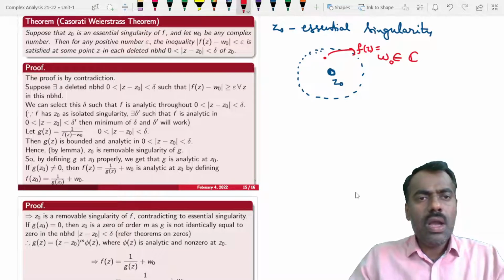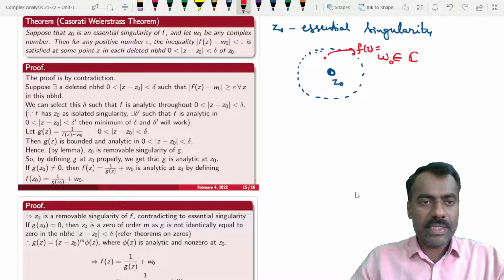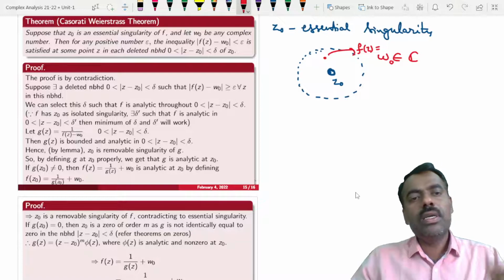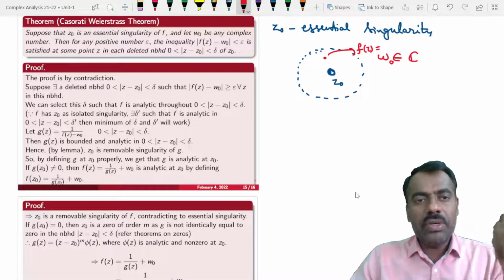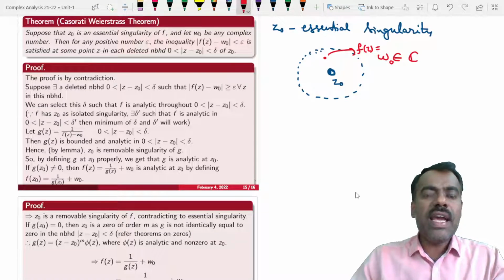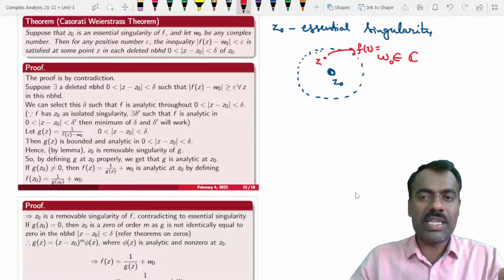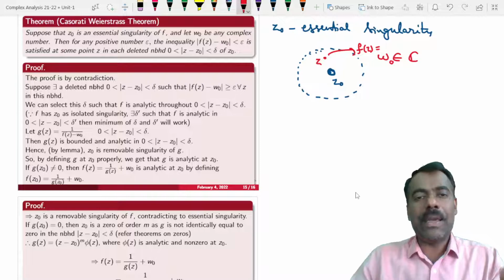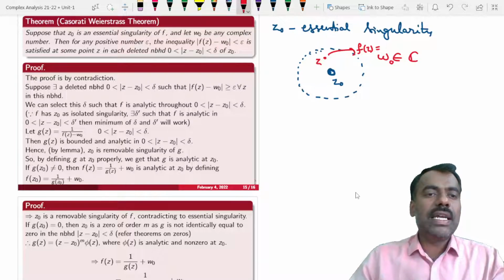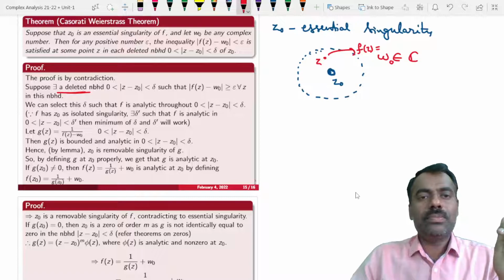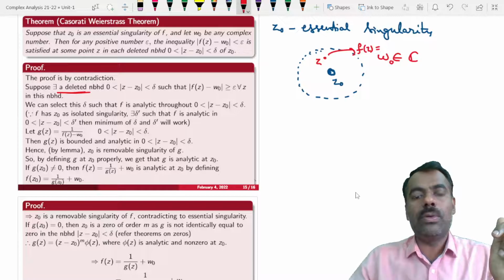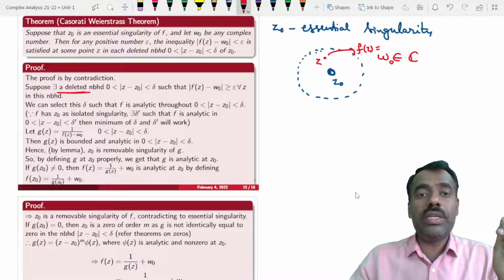Fine. How will we prove it? We will prove it by contradiction. What we want to prove is: given any epsilon, I can find one z from this neighborhood such that mod f of z minus w naught is less than epsilon. This being false means what? There exists one deleted neighborhood where this is not satisfied. This is true at some point z in each deleted neighborhood; not only in some neighborhood, it is true in each deleted neighborhood.